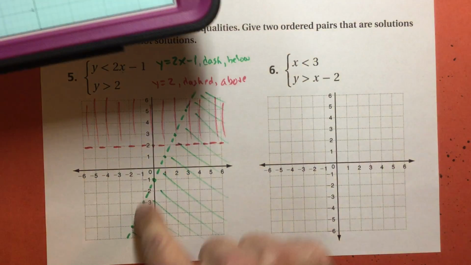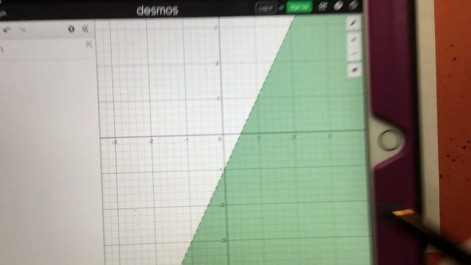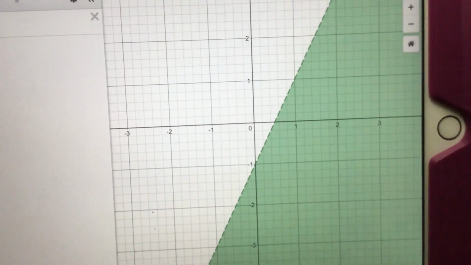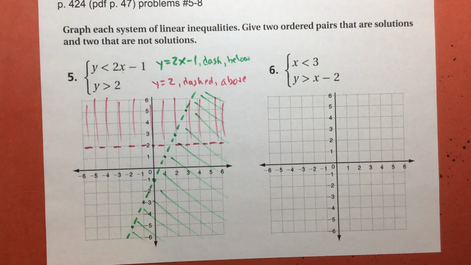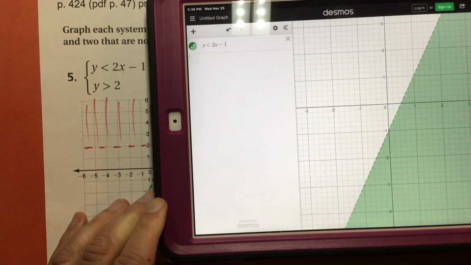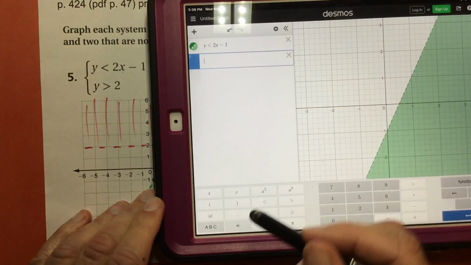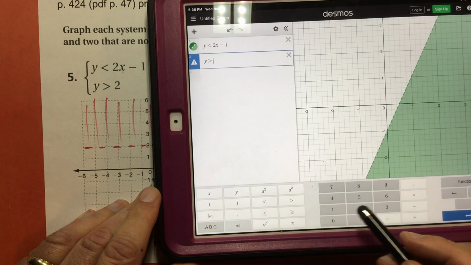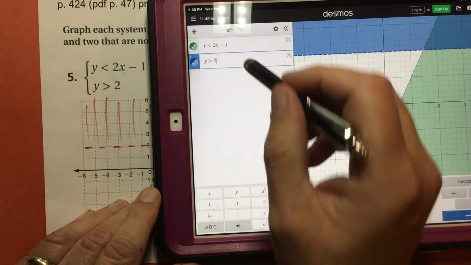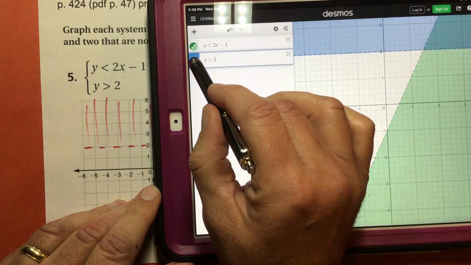Okay? So dash line below. See, Desmos even does a dash line. Dash line below. Let's go back. Let's put the other one in. Y is greater than 2, so I'm going to do y is greater than 2, and let's change that one to red.